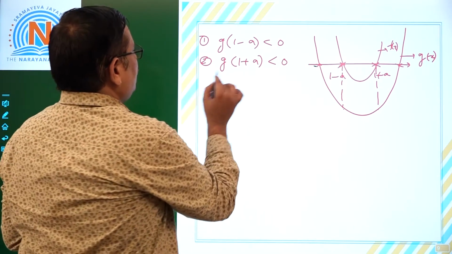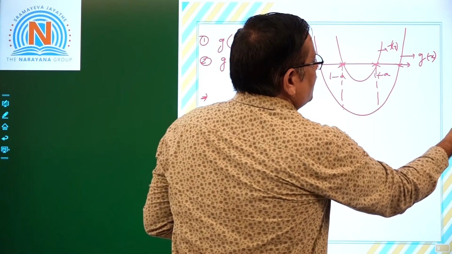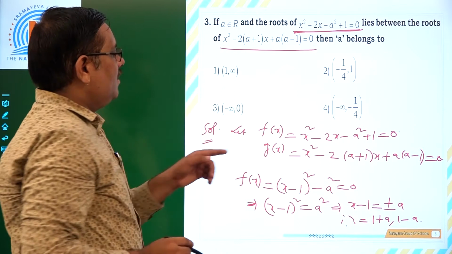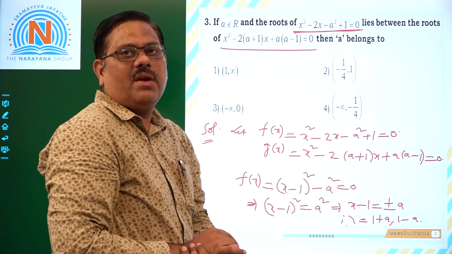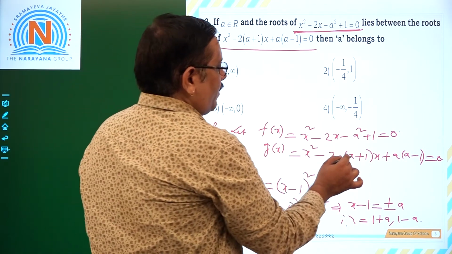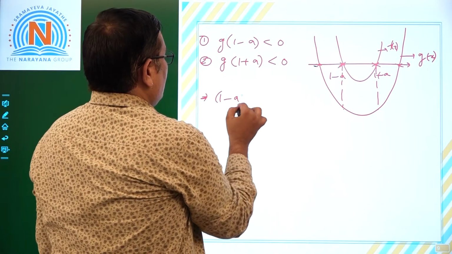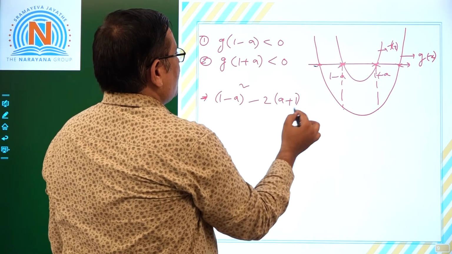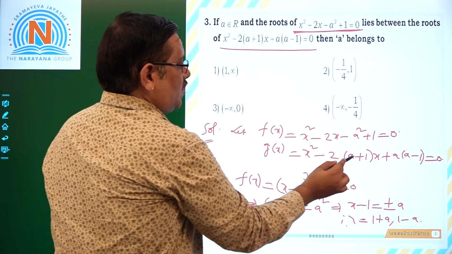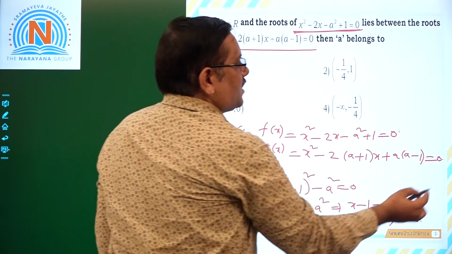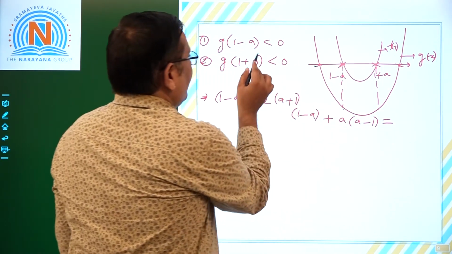Now, if you look at g of 1 minus a, what is g of x for us? g of x is x square minus 2 times of a plus 1 times of x plus a of a minus 1, which is 0. That is x square minus 2 of a plus 1 times of x plus a of a minus 1 equal to 0, but here it is less than 0.